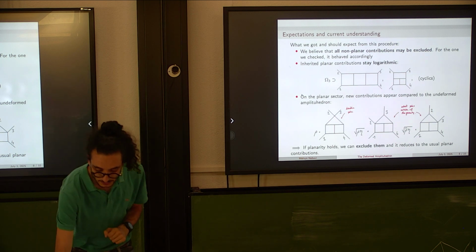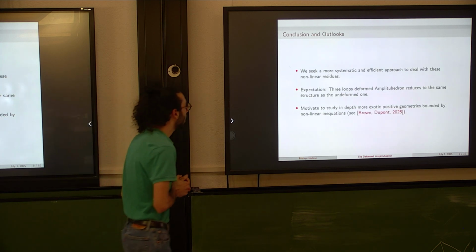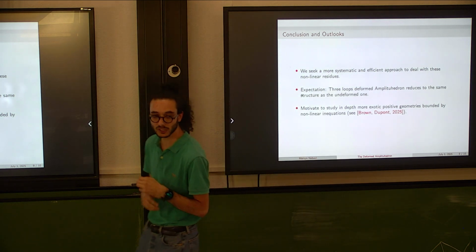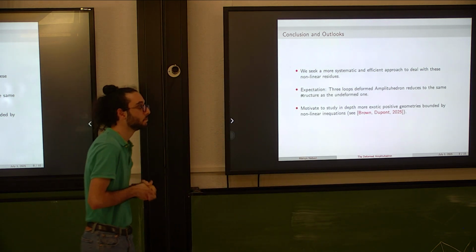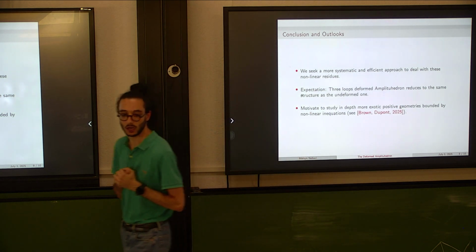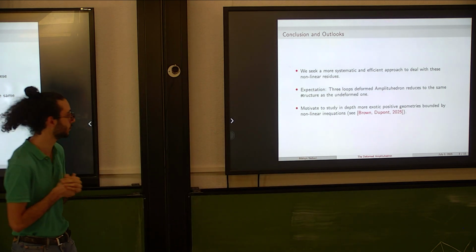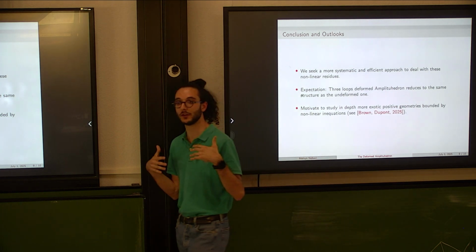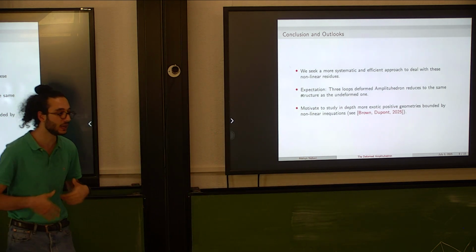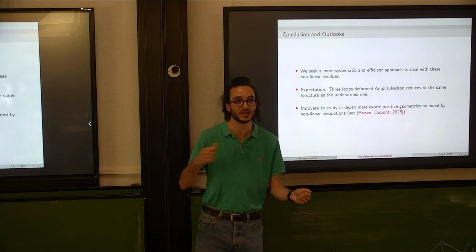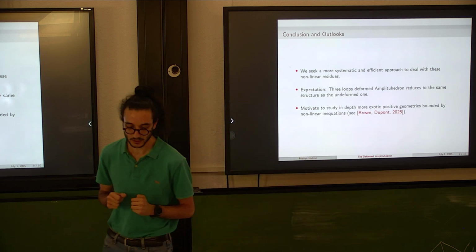So let me conclude on this. Mainly, to do this procedure fully, what we think is needed now is a more systematic approach to considering these nonlinear geometries defined by quadratic inequalities when you take these residues. As I said, the expectation at the end is that the three-loop amplituhedron can be expanded as the usual undeformed amplituhedron diagram structure, but now with deformed external data.